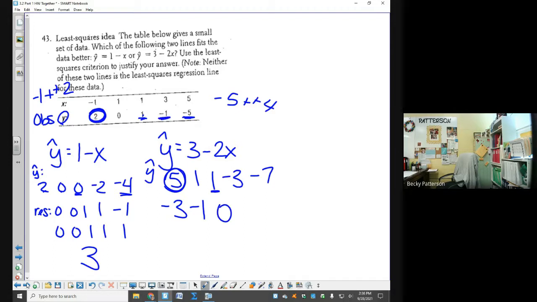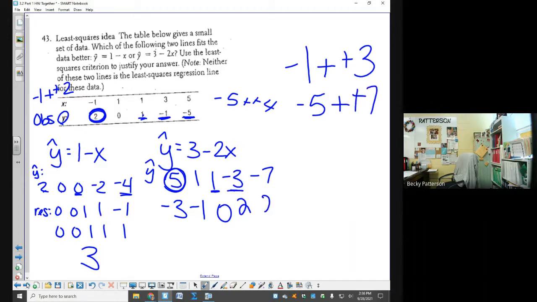Negative 1 minus negative 3. I'm going to write it out. Negative 1 minus negative 3. 2. Good job. Negative 5 minus a negative 7. 2. Okay, those are the residuals. What do I do with those numbers? Square them and then add them all together.